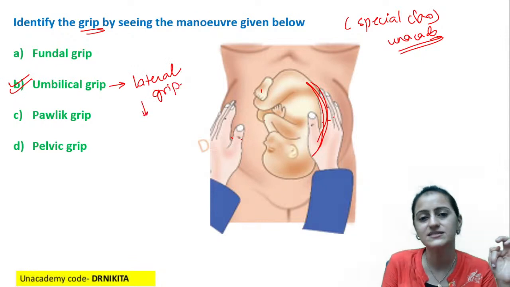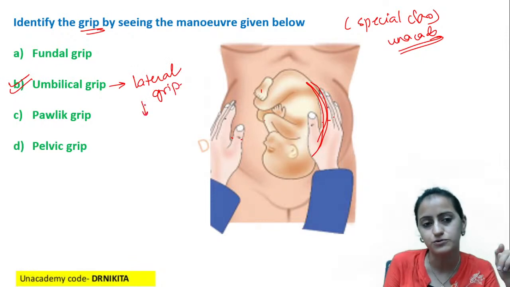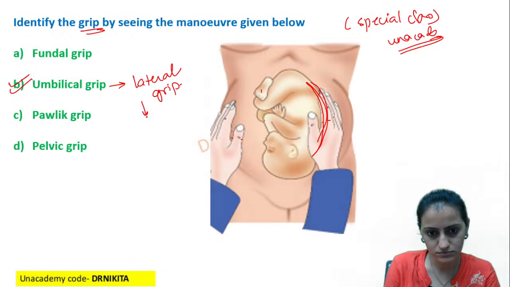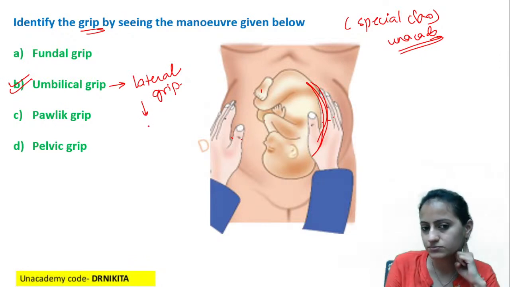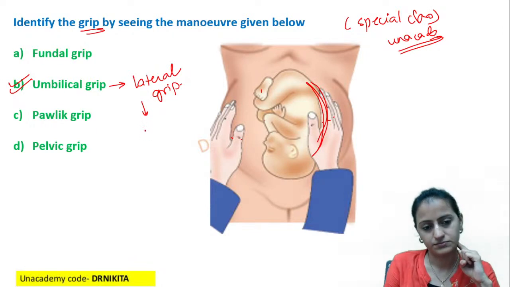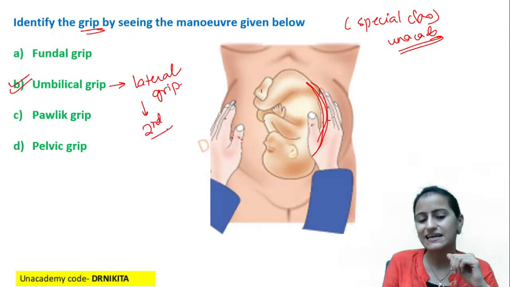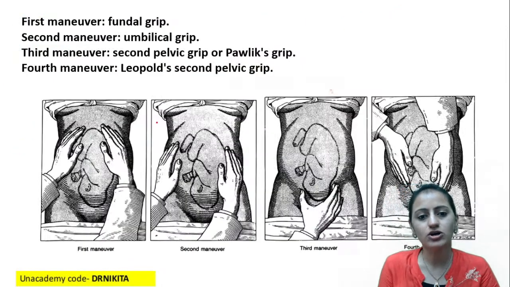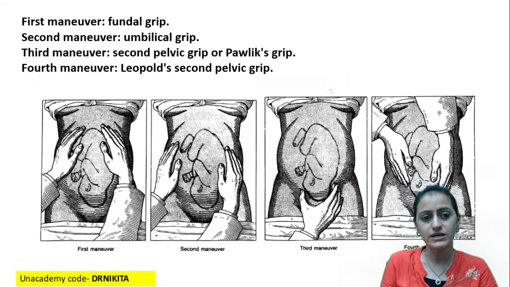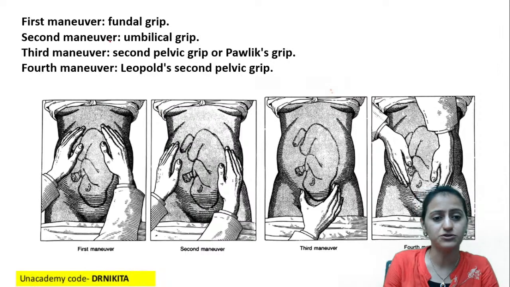It is your first, second, third, fourth. Which grip is it? That is your second grip. Okay, that's your second grip. It is very easy to remember this.